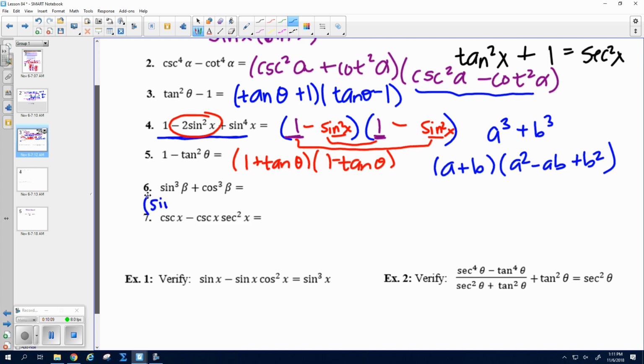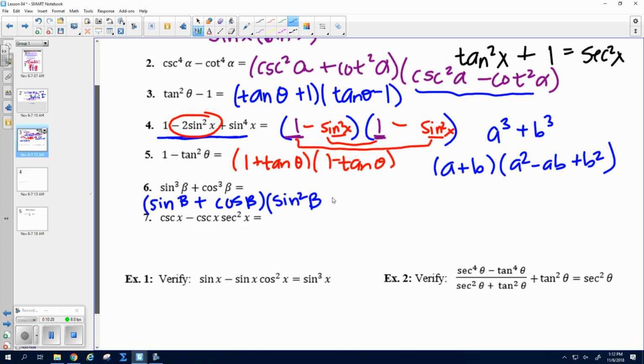So you guys, it's sine beta plus cosine beta. That's that capital B. So all I'm doing is this formula. The first one's just plus. Then I do the first thing squared. So what goes here?